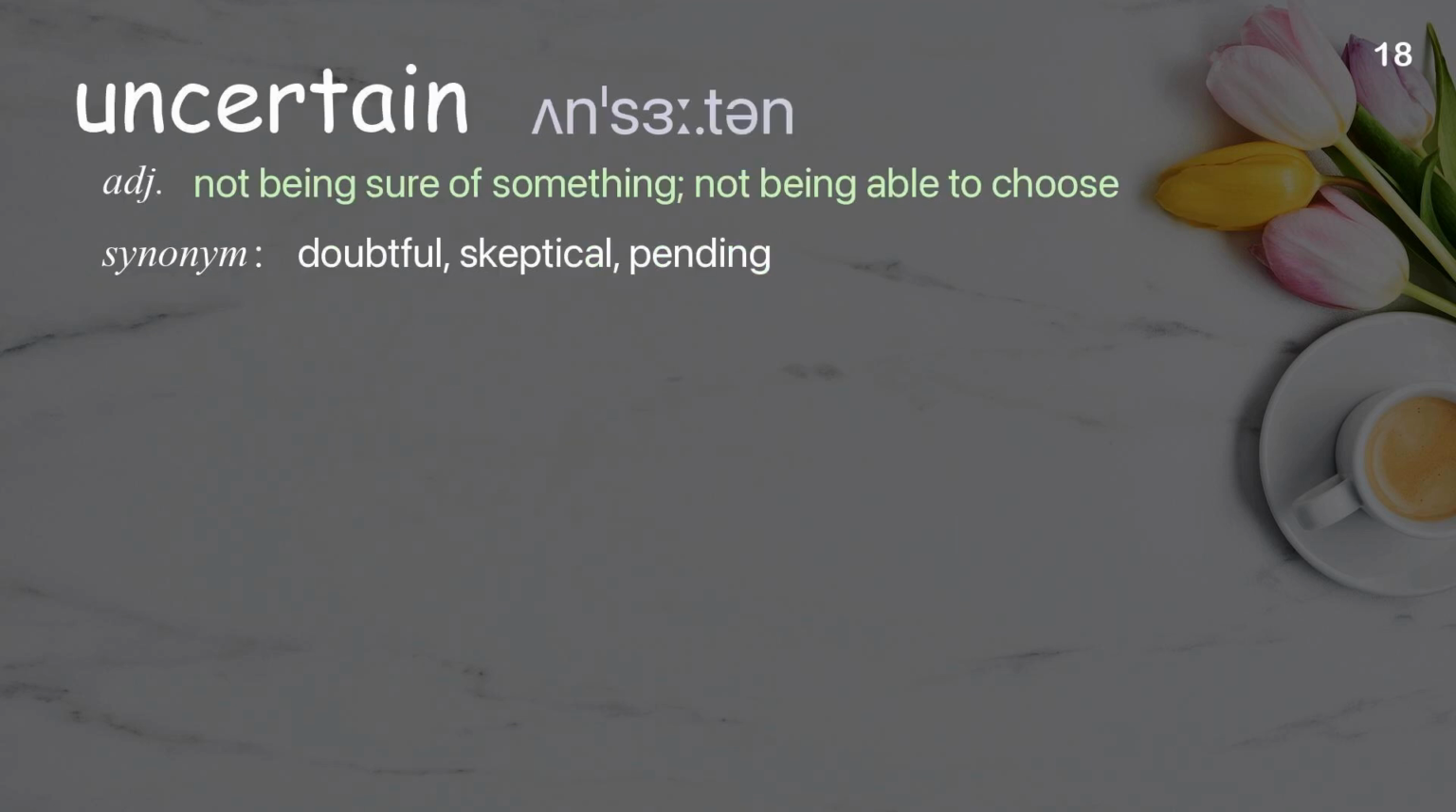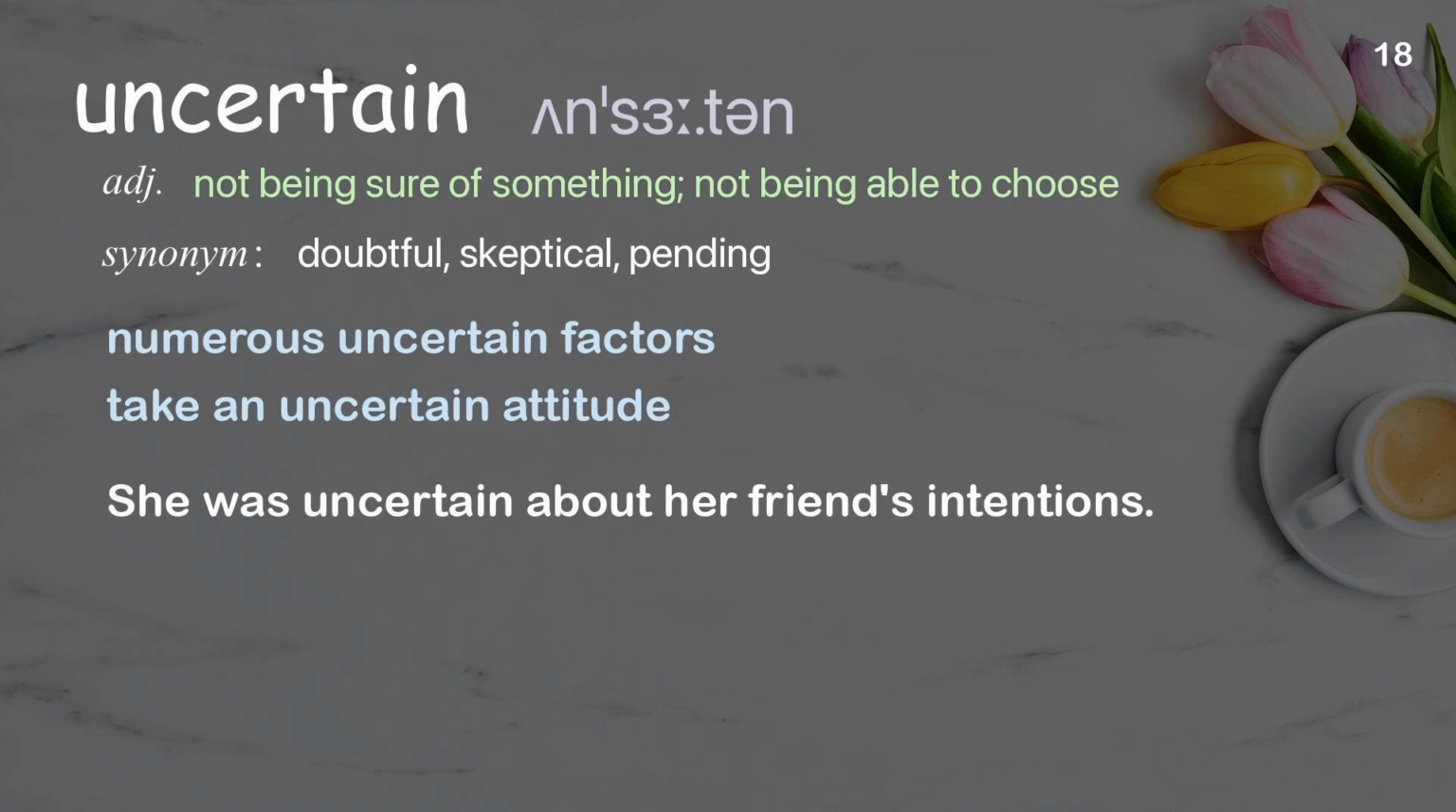Uncertain. Not being sure of something; not being able to choose. Examples: Numerous uncertain factors. Take an uncertain attitude. She was uncertain about her friend's intentions.